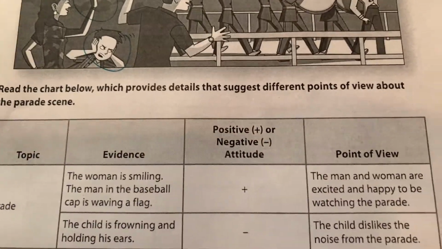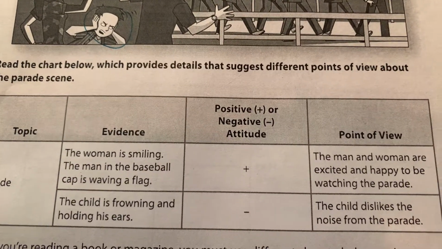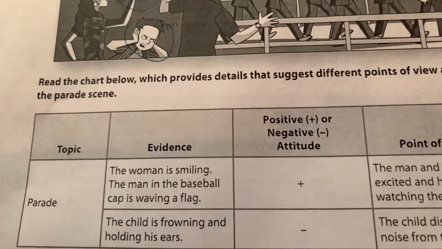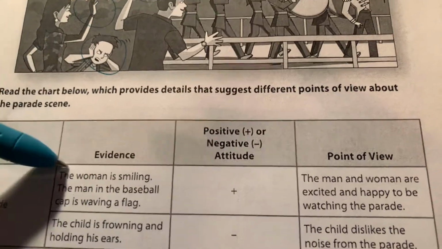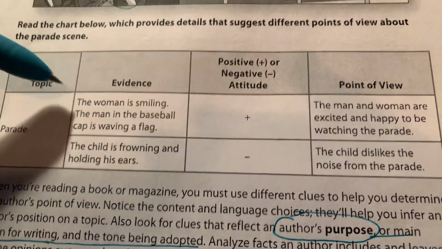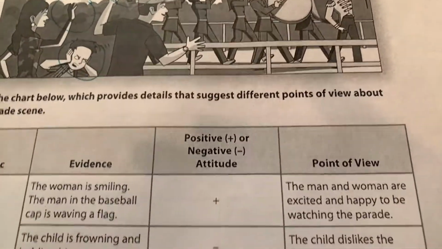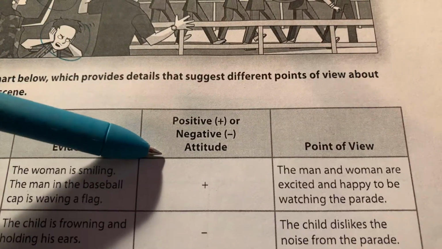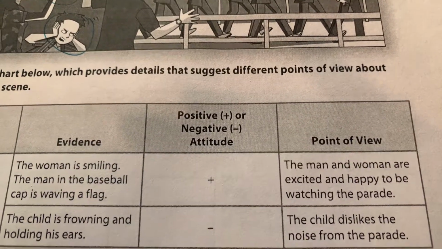So there are two sides that our point of view can take. It can take a positive side or a positive attitude, or a negative side or a negative attitude. But keep in mind, we're all going back to the same topic of the parade. So when we look at the parade, our first piece of evidence is that you have a woman smiling, and there's a man in a baseball cap waving a flag. So we see these two people right here looking super happy. I think most of us can see that they're genuinely happy, so that's a positive attitude. So that point of view is that the man and woman are excited and happy to be watching the parade.